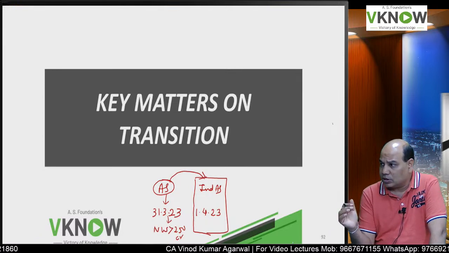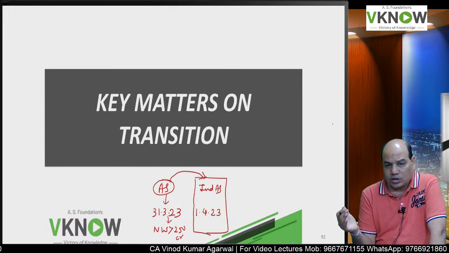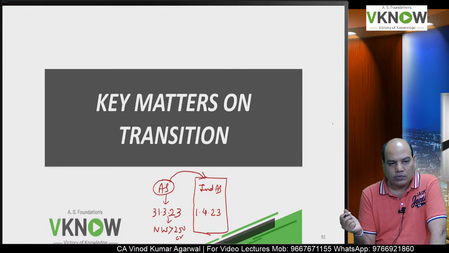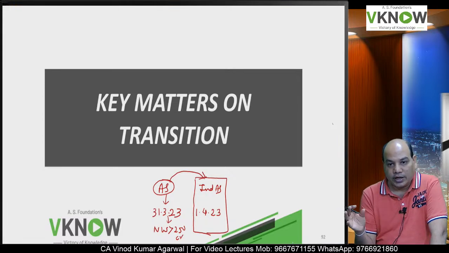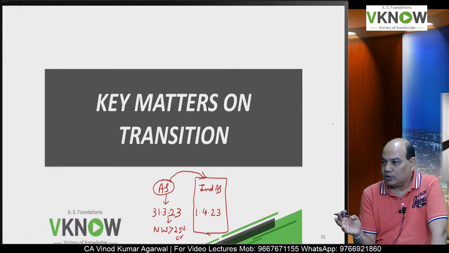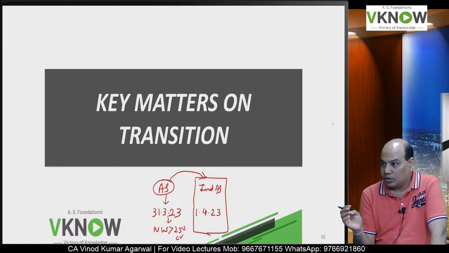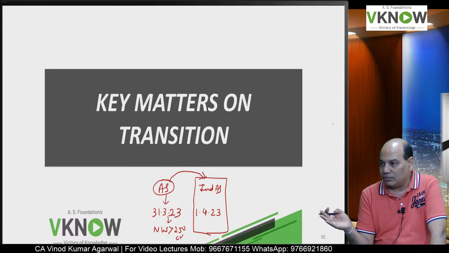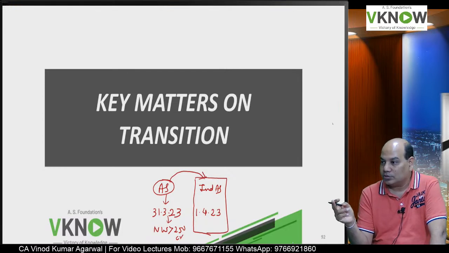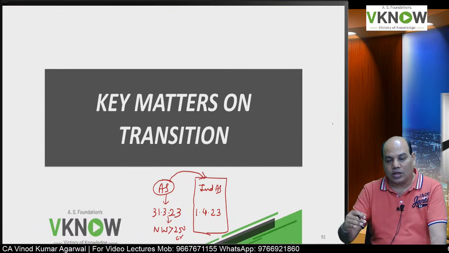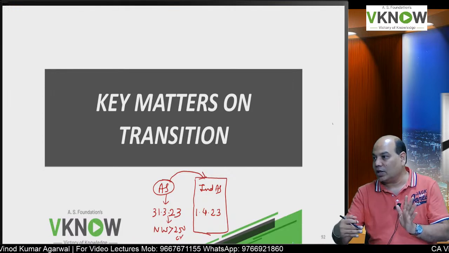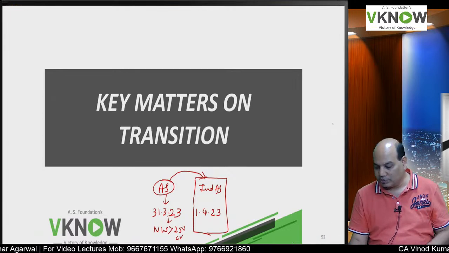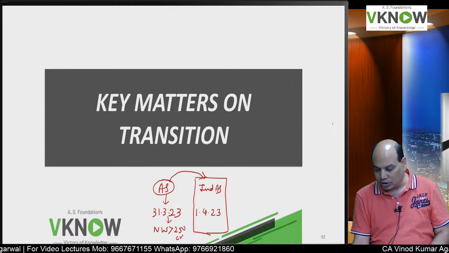At so many places there is a difference. There are some situations when we don't have any accounting standard also, like we don't have an accounting standard on agriculture, we don't have an accounting standard on financial instruments, we don't have an accounting standard on share based payment, we have one guidance note on ESOP. And there are other standards where there are lots of differences, like revenue, leases. So how to deal with that? So that is called key matters on transition.